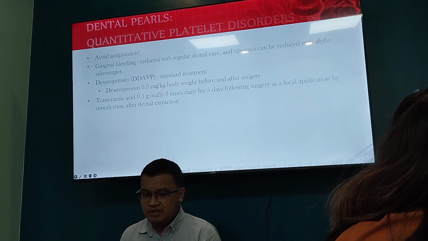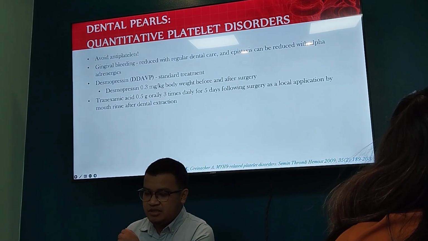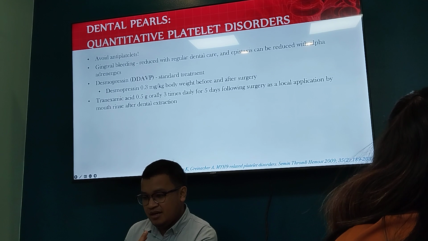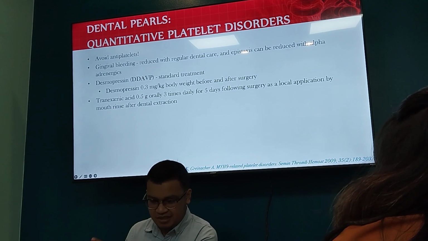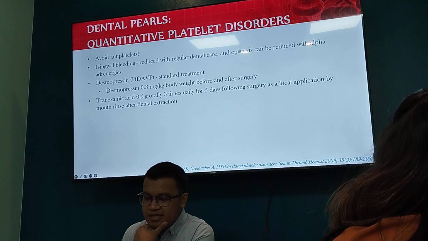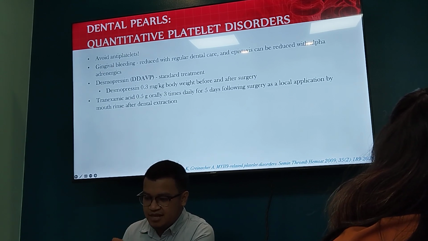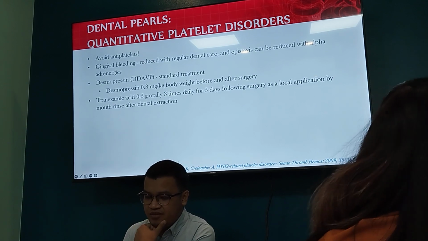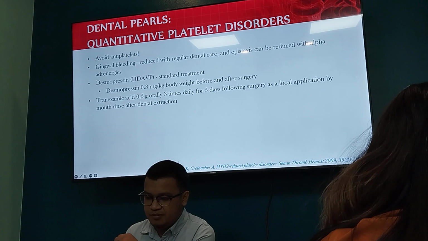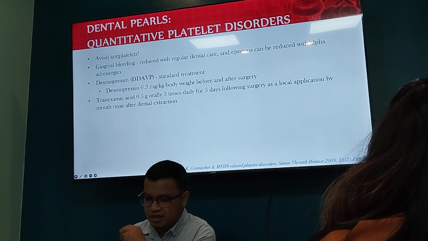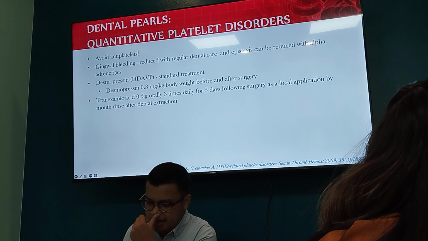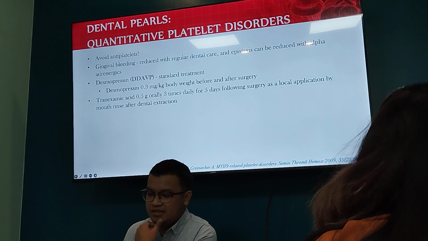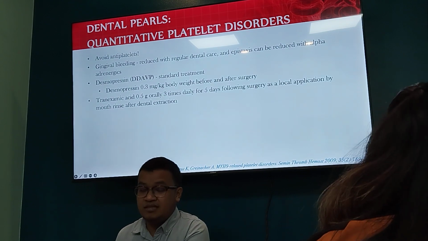Alright, so dental considerations. Medications that reduce platelet function, such as aspirin, should be avoided. The count is already low, and you'd add a problem with platelet function, so you'll really bleed. Gingival bleeding can be reduced with regular dental care, and epistaxis can be reduced with the use of oily nose ointment. DDAVP or desmopressin is the standard treatment. Desmopressin 0.3 mg per kilo before and after surgery, and tranexamic acid 0.5 grams orally 3 times a day for 5 days following surgery, as a local application by mouth rinse after dental extraction.